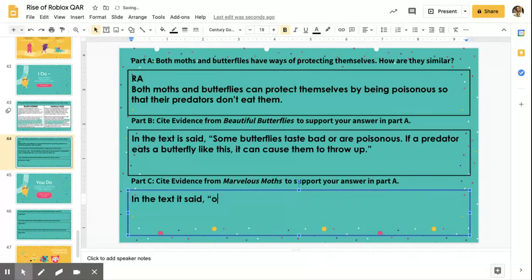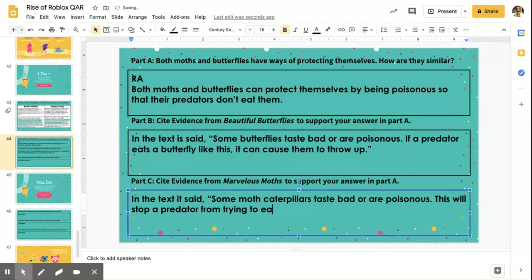some moth caterpillars, is a funny word, taste bad or are poisonous. This will stop a predator from trying to eat a caterpillar in the future. All right, kiddos, and this is it. That's all you're doing, okay?